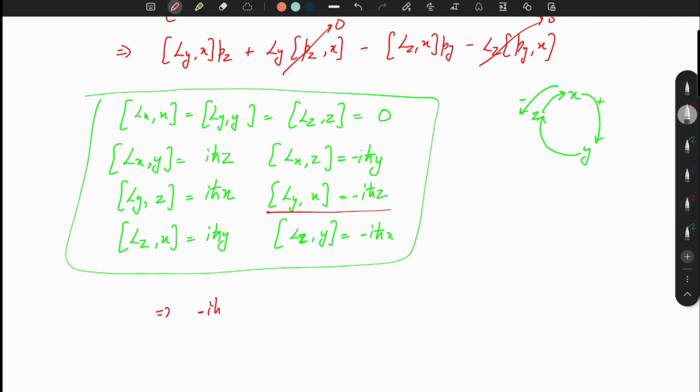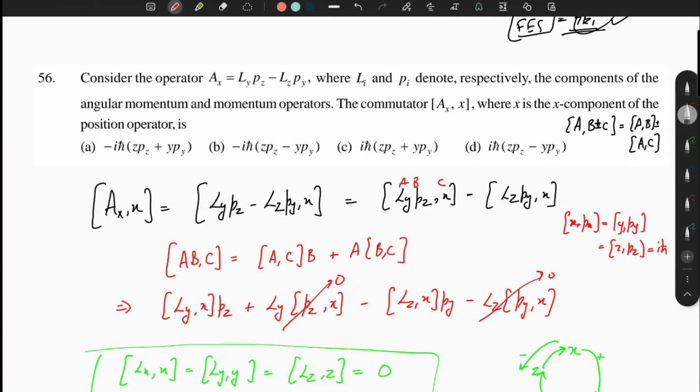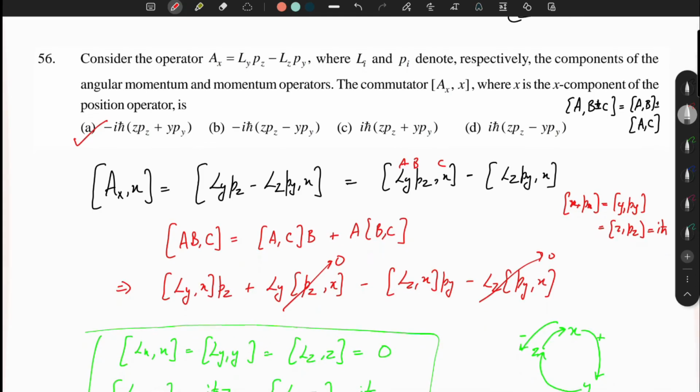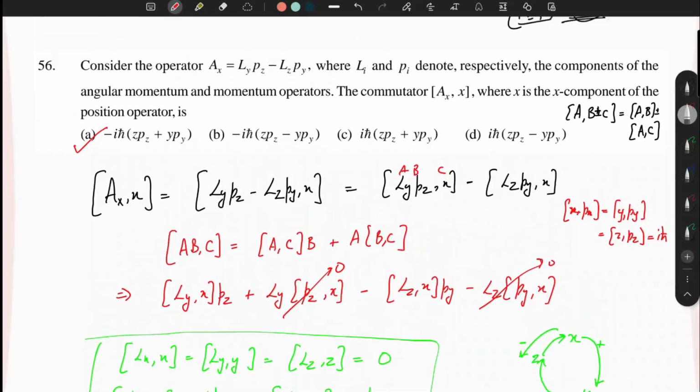So this will be minus i h cross z into pz minus the commutator of Lz comma x. Lz comma x is i h cross y, and the minus sign was already there, so it will be minus i h cross y into py. Now we can take minus i h cross common, and it will be z pz plus y py. Out of these options you will see that option A is this only: minus i h cross is common, z pz plus y py. So the first option is correct.